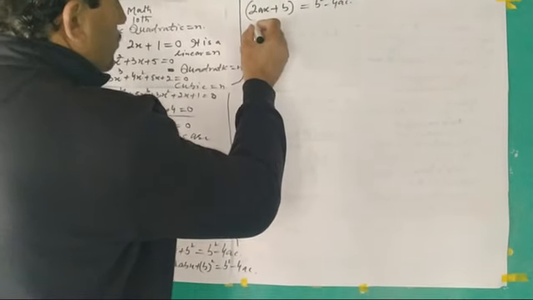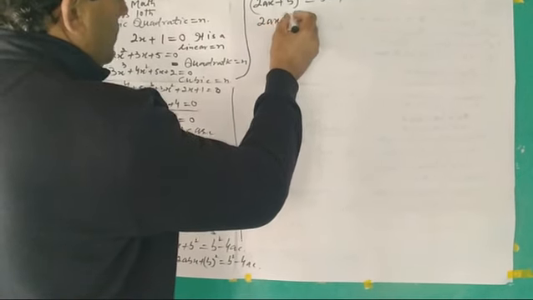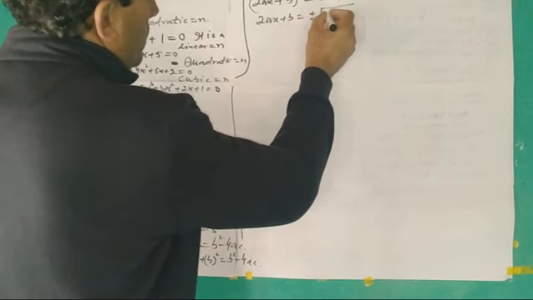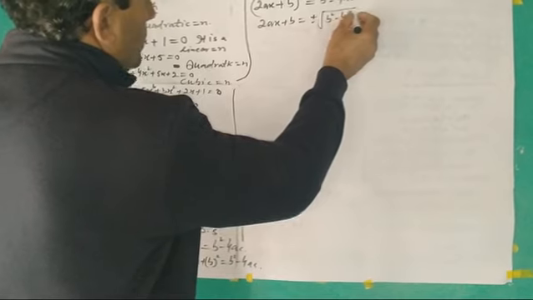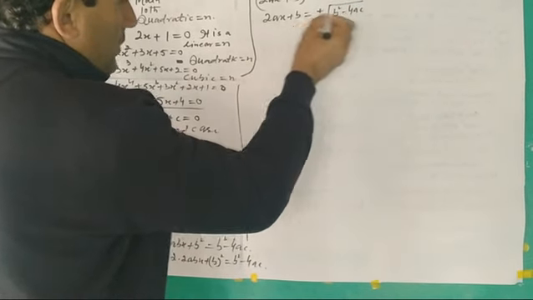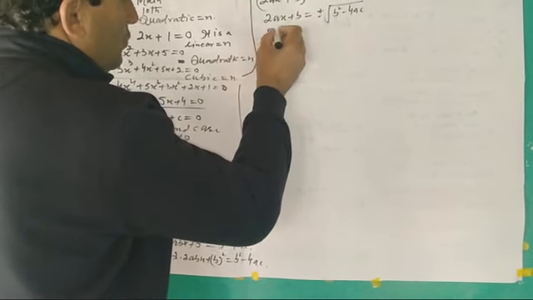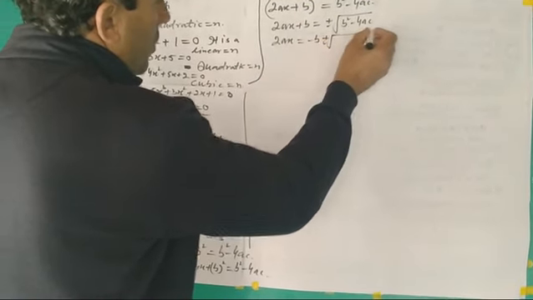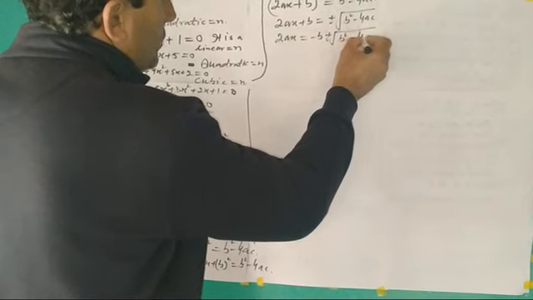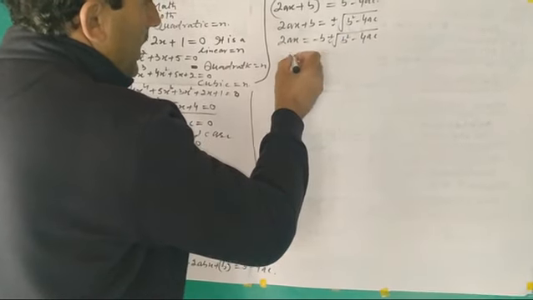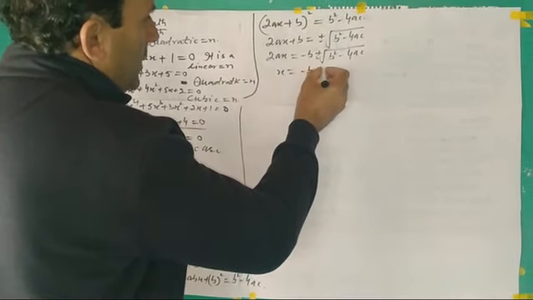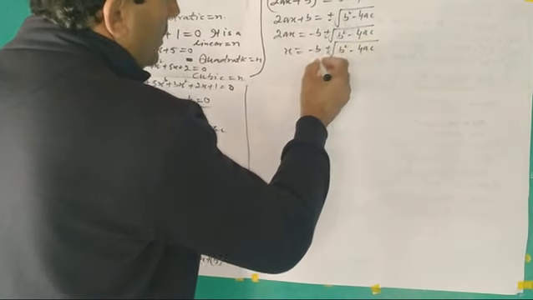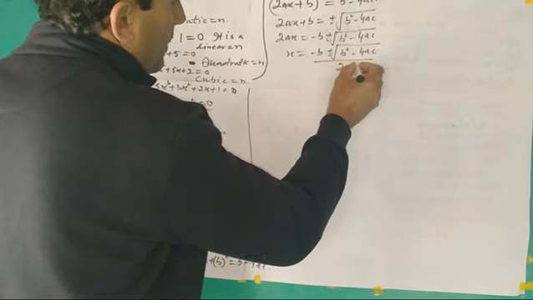So this becomes 2ax plus b is equal to plus minus under root of b square minus 4ac. So we transpose again this b. This is 2ax is equal to minus b plus minus under root of b square minus 4ac, and x is equal to minus b plus minus under root of b square minus 4ac divided by 2a.